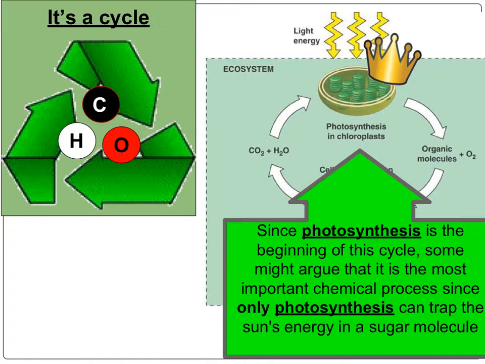But truly, the process begins with photosynthesis. Photosynthesis is the beginning of this recycling process. So since it is the beginning of the cycle, since it is responsible for taking sunlight and building molecules that store that sunlight, some might argue that it is the most important chemical process in all of nature. Not only in this little cycle you see, but because only photosynthesis can trap the sun's energy in a sugar molecule. And in another way, only photosynthesis can make a molecule to trap the sun's energy.